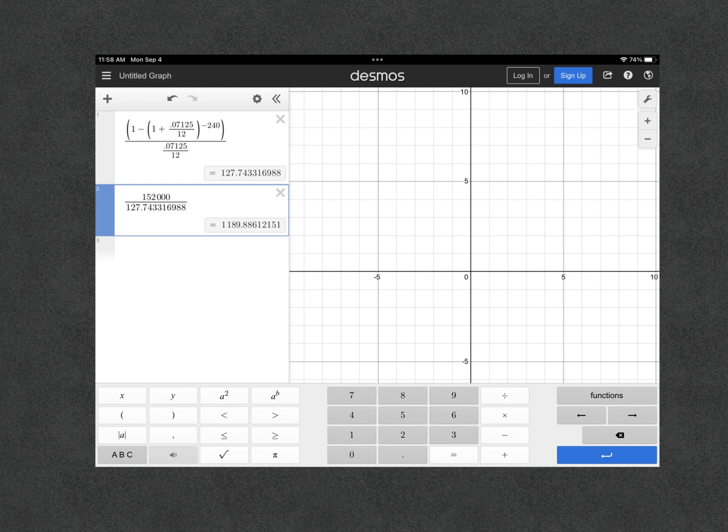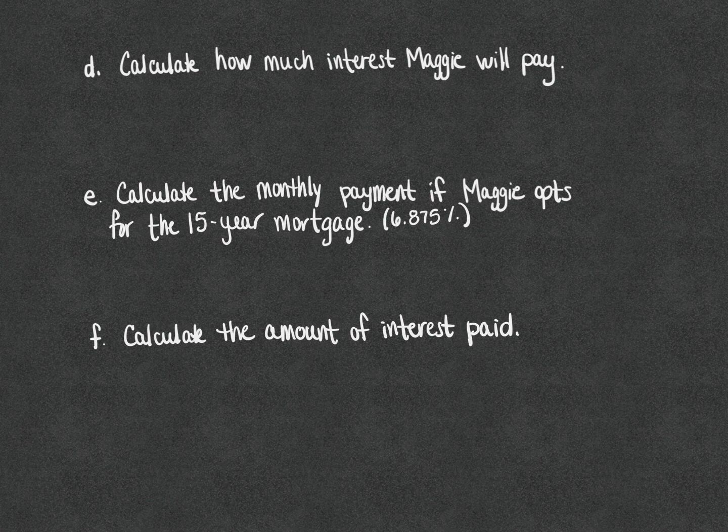And again, here is the set of calculations carried out in Desmos, just to show the steps that were taken, how that was plugged in, and the division as well with all of the digits of accuracy. All right, so continuing this same example, calculate the amount of interest Maggie will pay. So interest, again, is the total that you pay minus the principal amount that is borrowed.